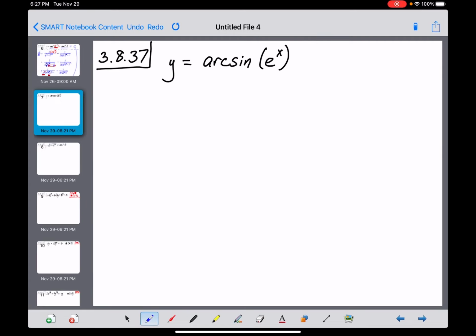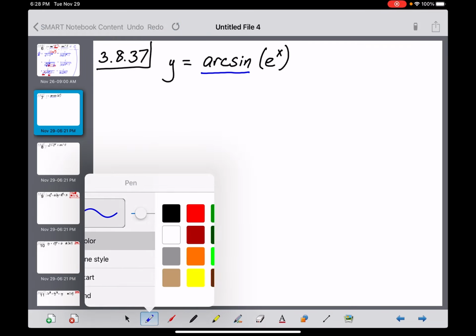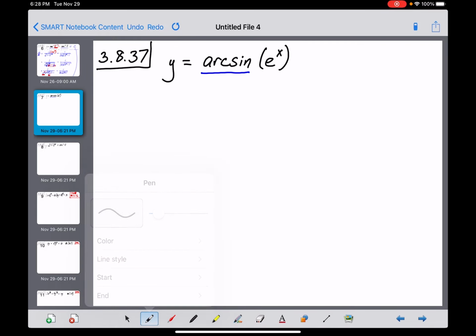Okay, problem 37 is asking us to find our derivative here, dy dx, of arcsine of e to the x. And I wonder if part of the question about this one right here is what that goofy notation of arcsine means. Just need to remind everybody here that arcsine is just a different way of writing what we are more familiar with here as the inverse sine of e to the x.